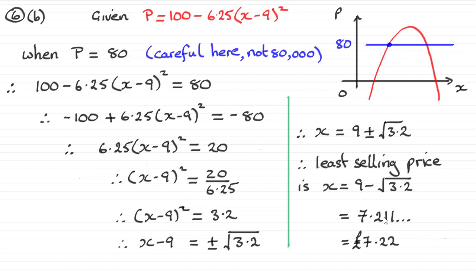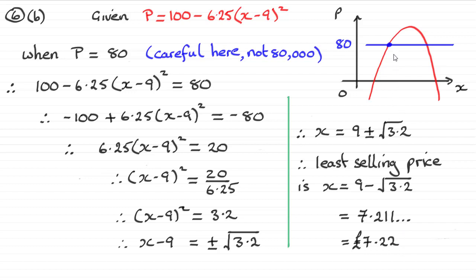And if you work that out, you're going to end up with 7.211 and so on. Now, don't take this to 2 decimal places or anything. That would be 7.21. This is the catch. We want the least selling price. So what you've got to do in order to make at least an £80,000 profit is to take a value that is going to give us a value above this blue dot here. And that comes from going slightly more than 7.211, £7.22 in other words.